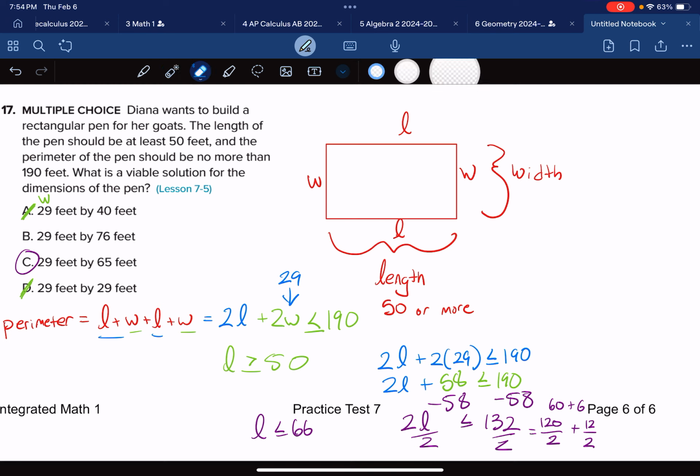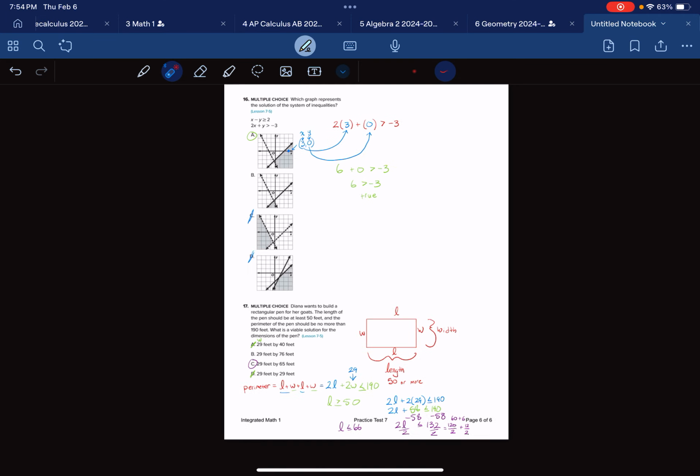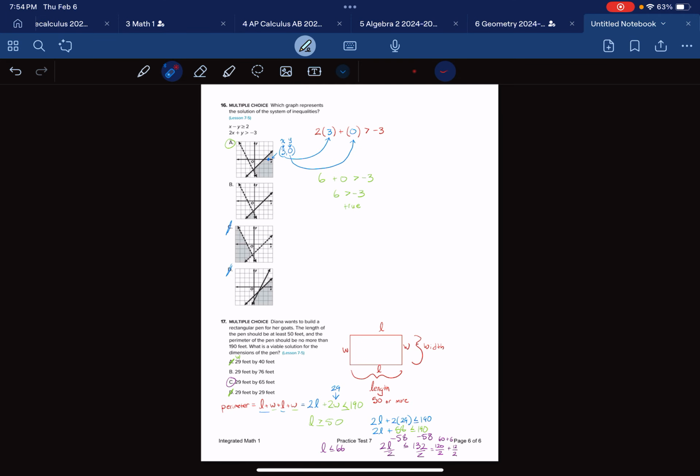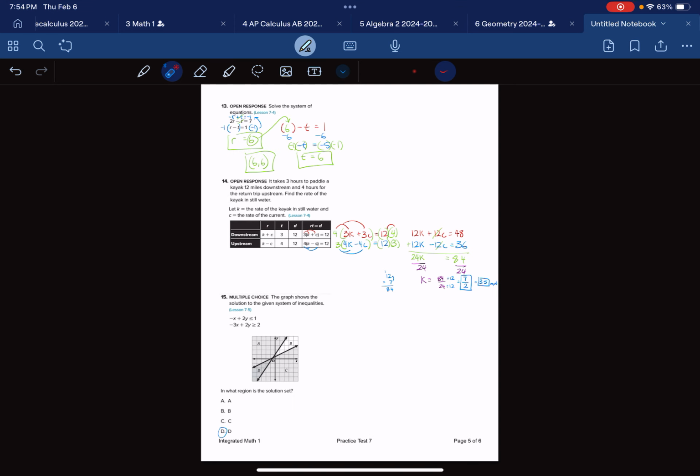And that does conclude the practice test, because that is page 6 out of 6. So we are done with the practice test. Did I get them all correct? I'm not sure, but I did my best. So that concludes our practice test. Let me scroll back through these so you can see all the answers that I got.